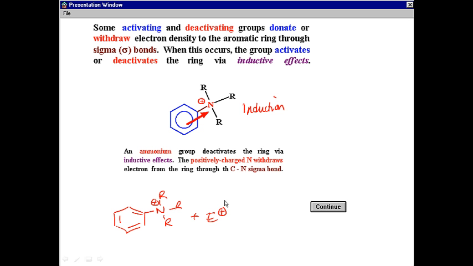So I don't know that it's so much the inductive withdrawal that's removing electron density from the ring and making it deactivating. I think it's just the issue that plus doesn't play well with plus. So that's the primary reason why we've really deactivated that ring and made it dead last.